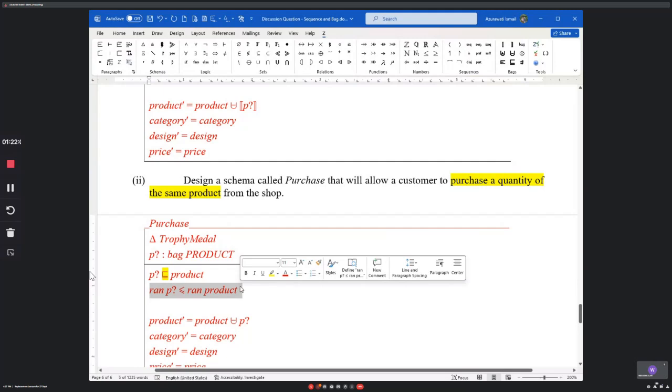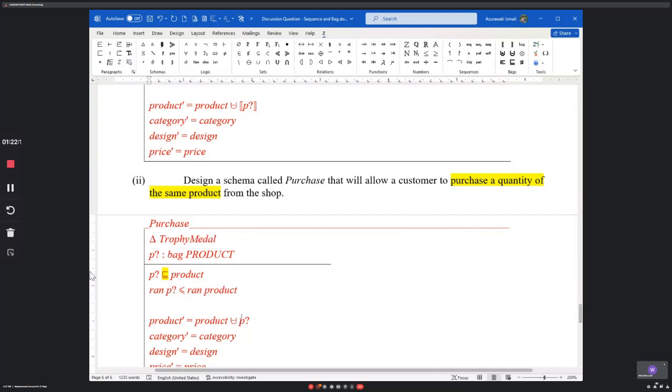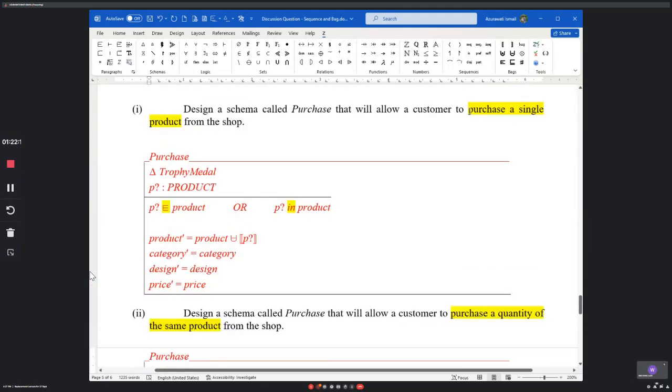Because now your declaration is back, you don't need the double square bracket anymore. So it's up to how you declare your variable here. Here no need, here need if your question is purchase a single product from the shop. Okay, yes, correct. Any other question?